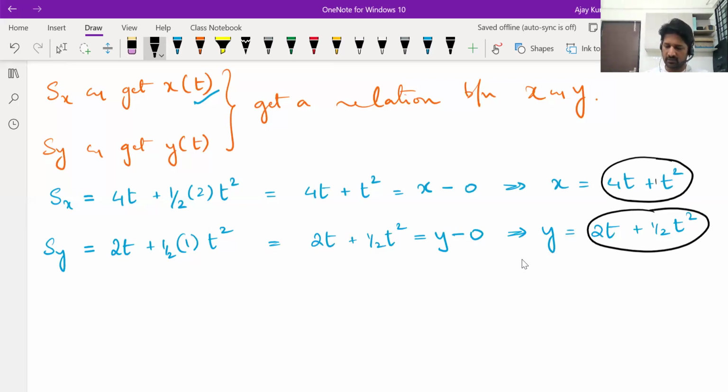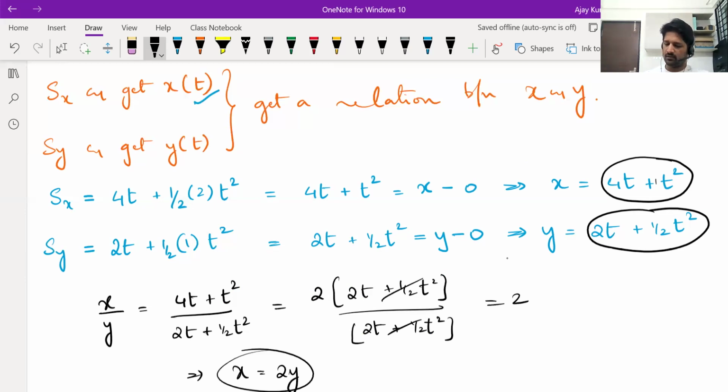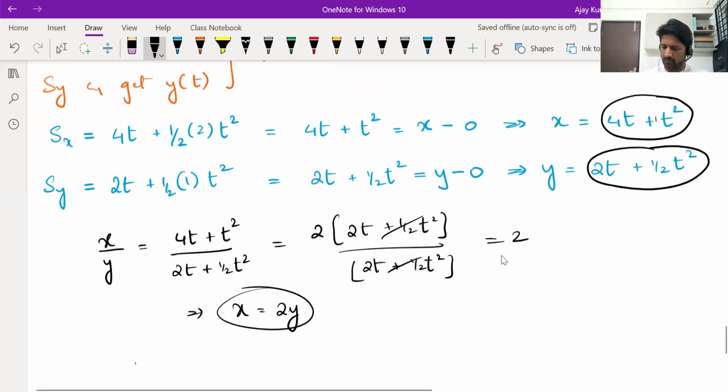If you divide them, you get x by y is equal to 4t plus t square divided by 2t plus half t square. In the numerator, you take 2 common. It becomes 2 times 2t plus half t square, divided by again 2t plus half t square. This part can be cancelled. So x by y is equal to 2. That means x is equal to 2 times y. Or you can say y is 1 by 2 x plus 0.